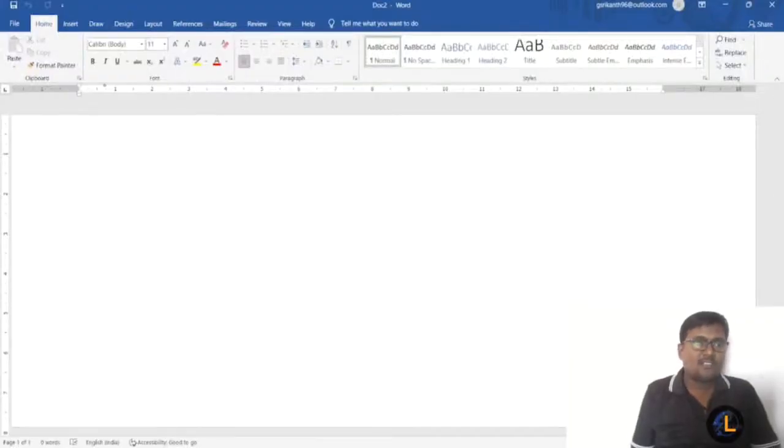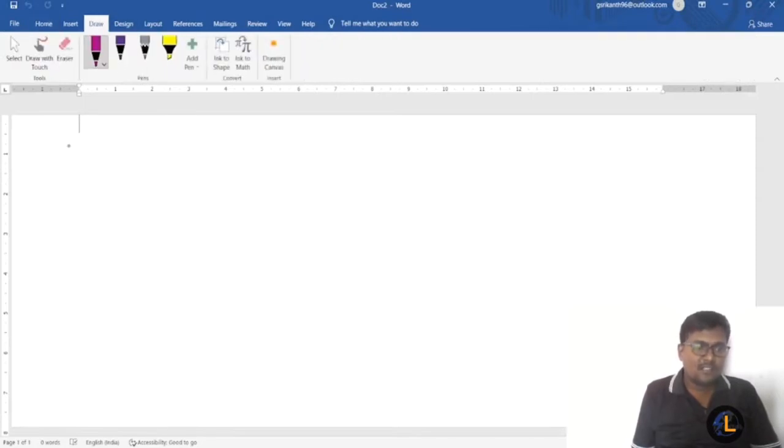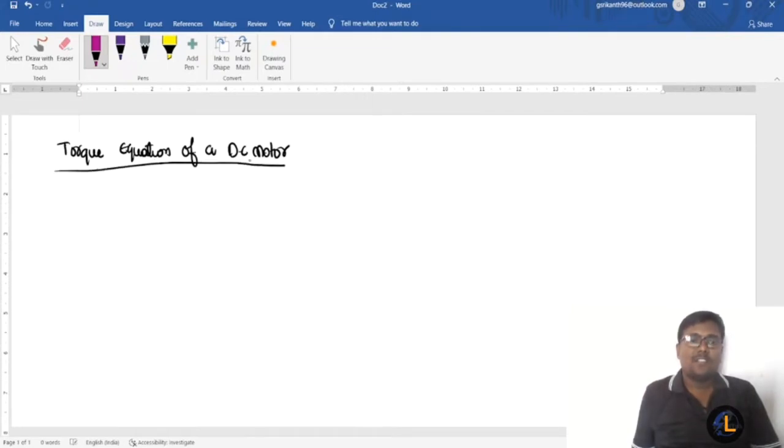So in this lecture I will teach the torque equation of a DC motor. Whenever a current carrying conductor is placed in a magnetic field, it will experience a force. That is our DC motor principle. With that force, the torque will be produced. The torque definition is a turning force about an axis.